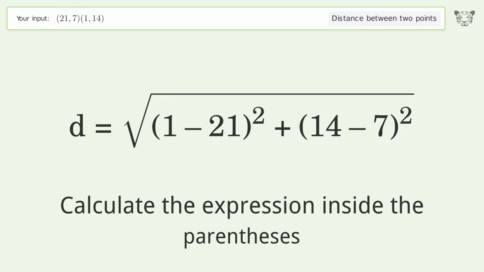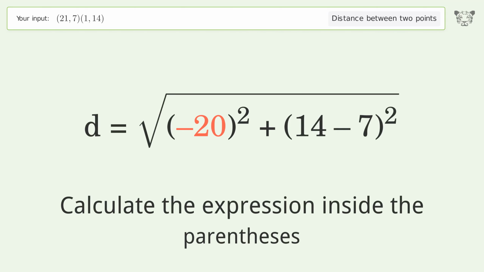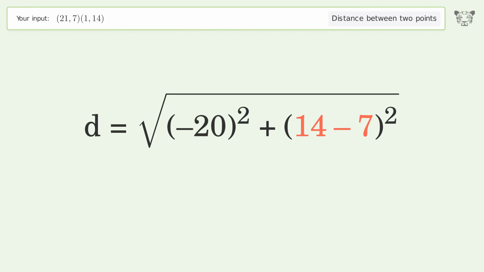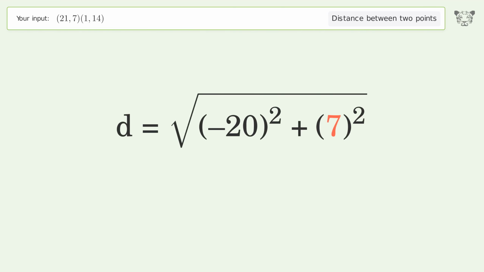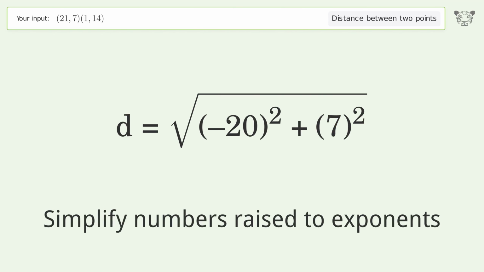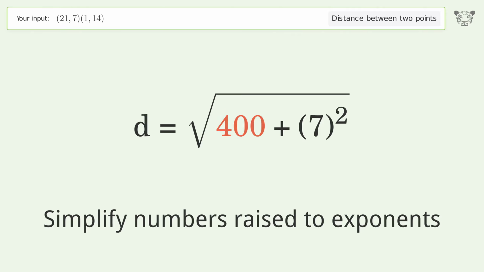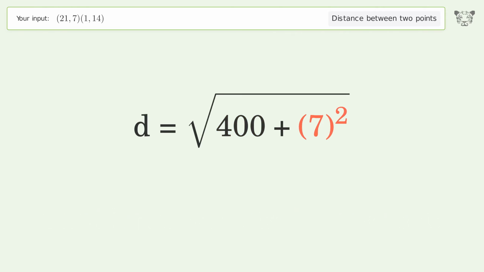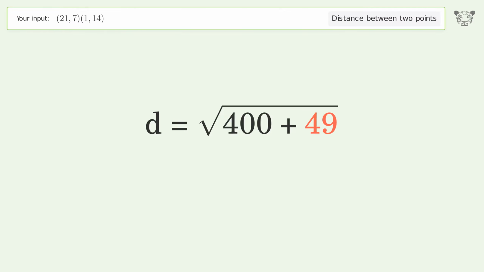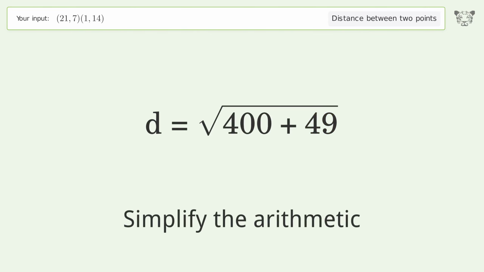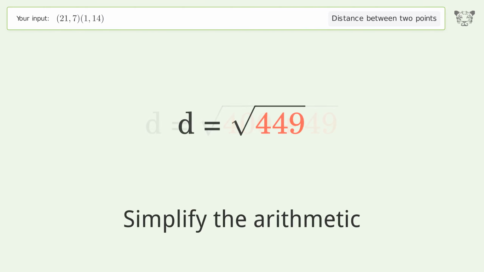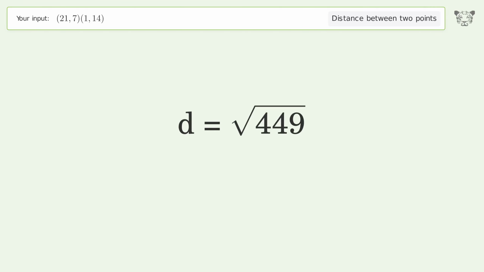Calculate the expression inside the parentheses. Simplify numbers raised to exponents. Simplify the arithmetic. And so the distance between the 2 points is the square root of 449, or 21.19.